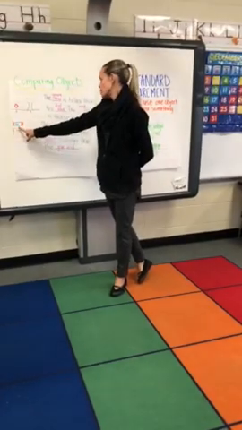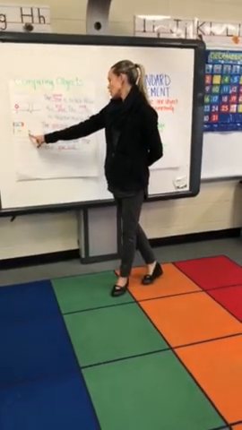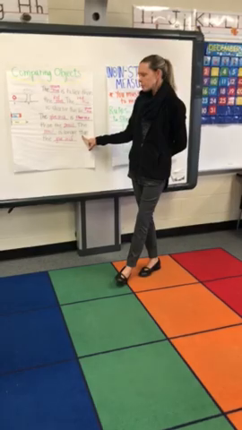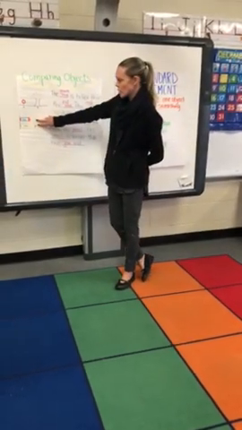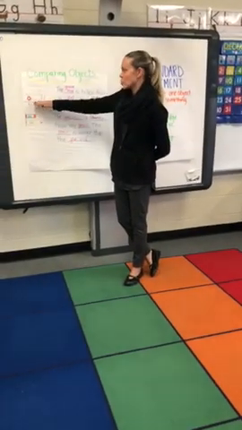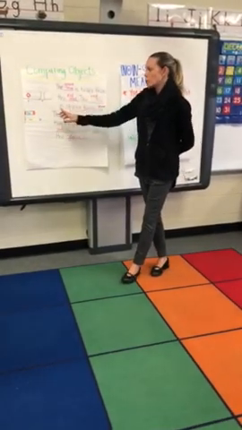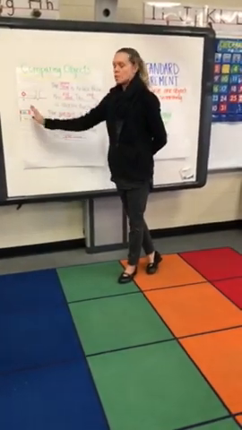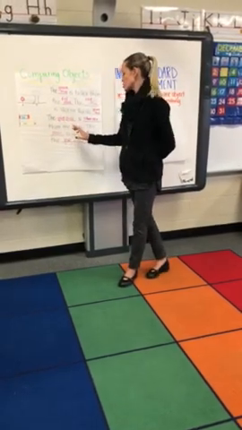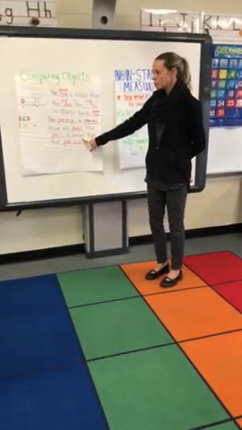Also, using shorter than and longer than to compare other objects, and making sure that when they're talking about something that's going up and down, they're using taller, and when they're talking about something that's going side to side or left to right, that they're using the words longer.